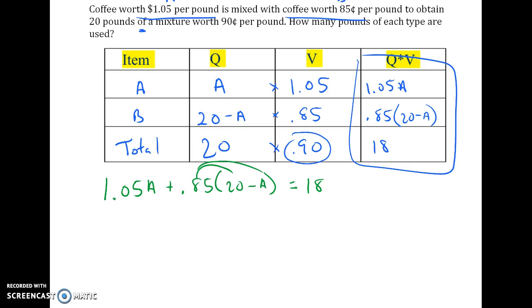Do the distributive property, and we end up getting 1.05A plus 17 minus 0.85A is equal to 18. Again, that's a negative A and a positive 0.85, so that becomes a negative 0.85A. And then we have 0.2A plus 17 is equal to 18.